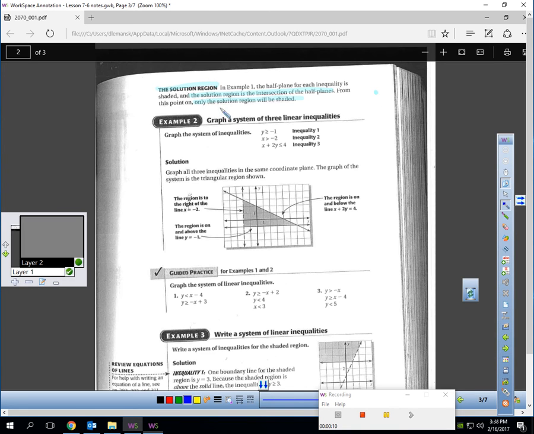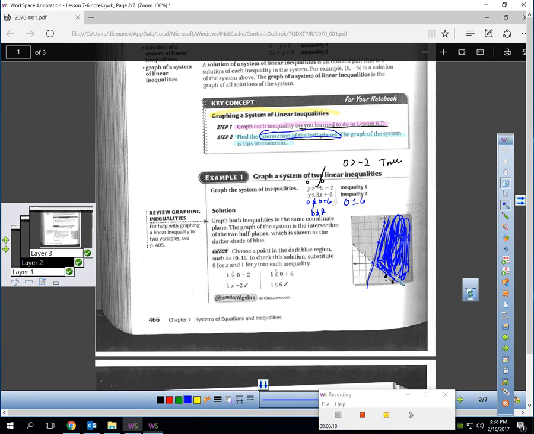The solution region. In example one, the one I just showed you, in the book, they shaded both lines, and you saw a double shading at the end where we ought to be shading. It says here in the book, from this point on, only the solution region will be shaded. So we only want to shade what I did in blue in that last example. We're only shading the intersection of the half planes.